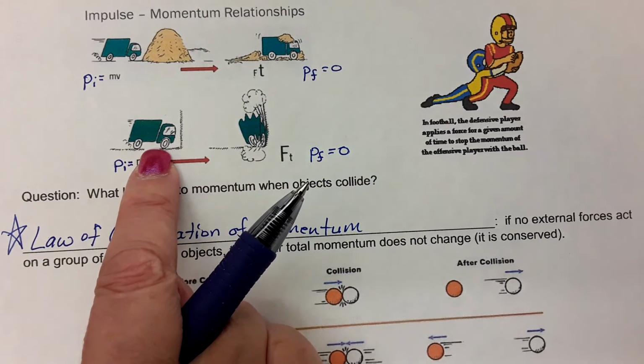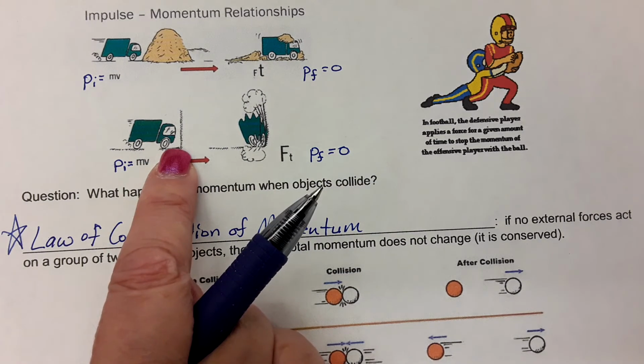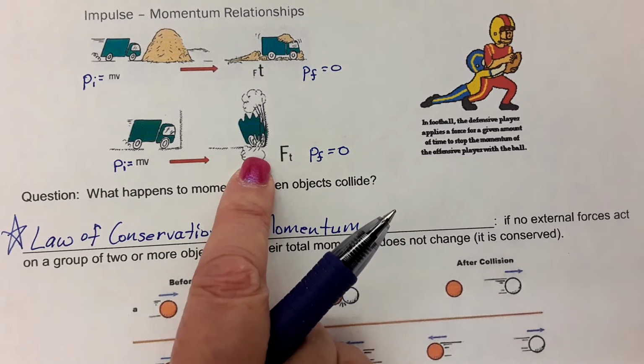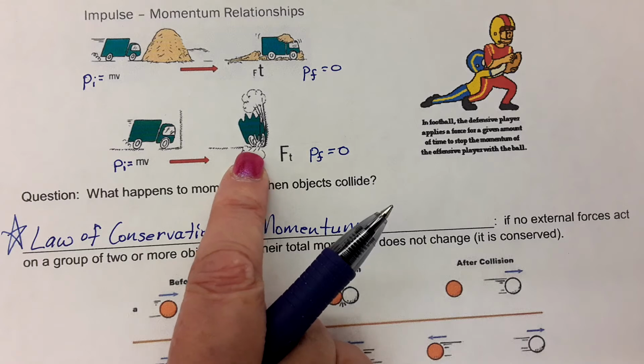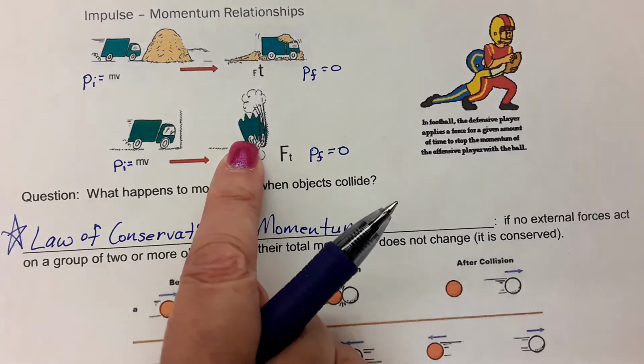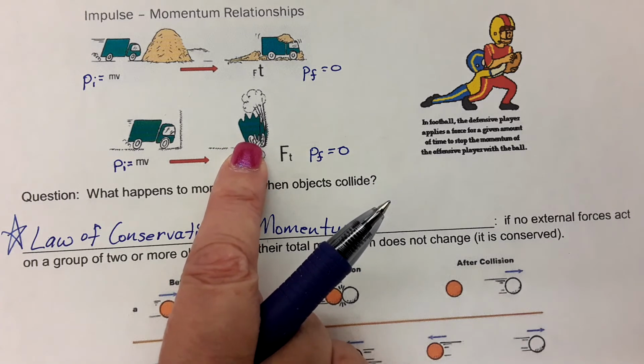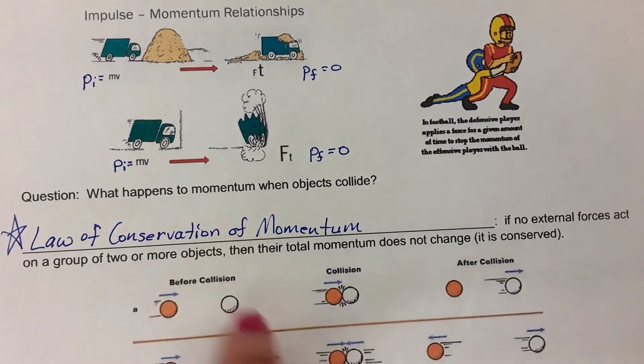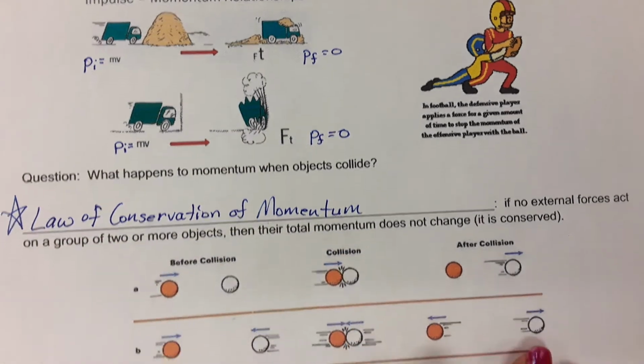Right here, the truck crashes into the wall. It had momentum, now it does not. Where did that momentum go? It went into energy release. It went into crumpling the truck up, and it went into just making a mess of everything, didn't it? So momentum has to be conserved.